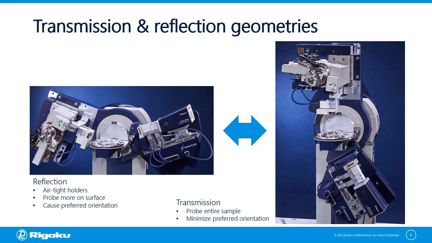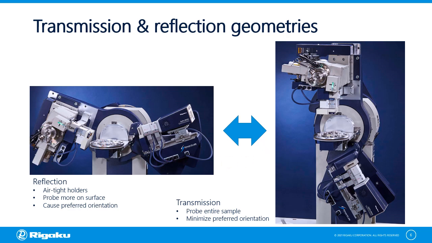Reflection geometry is generally used if your sample is prepared in an airtight sample holder. It probes more on the surface area, as the penetration of the X-ray is shallower compared to transmission geometry. However, the drawback is preferred orientation of the sample crystal. As powder sample is pressed onto the sample holder, the sample crystal tends to have strong preferred orientation. By having that, quantitative analysis and structure refinement might have difficulty getting the right answer.